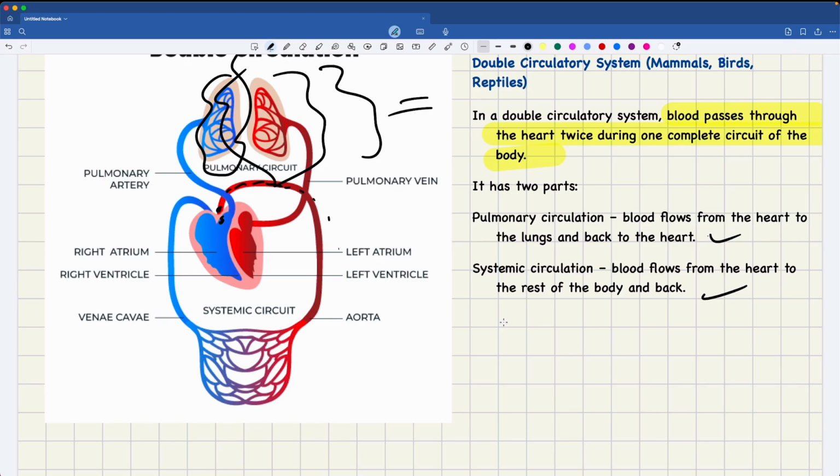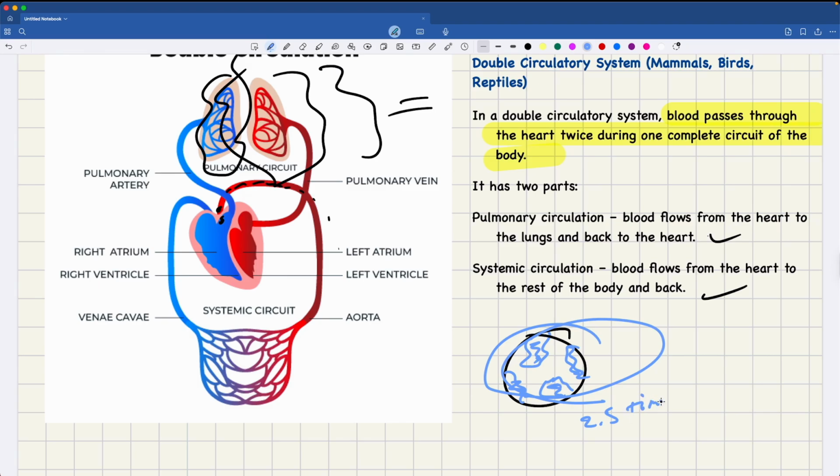This would stretch 100,000 kilometers. For example, this is our beautiful earth. So if you join all your blood vessels together, they will circle the earth 2.5 times.